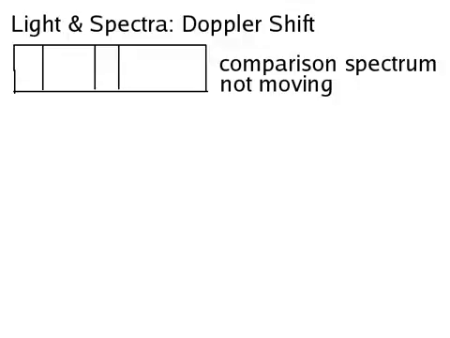Okay, so let me also label the lines. Line 1, line 2. Okay, so this is a hypothetical element. This is not any element in particular. Okay, line 3. And let me draw underneath the spectrum of the moving star.